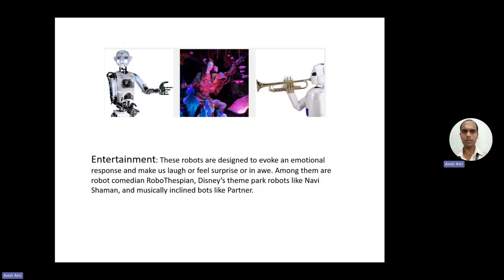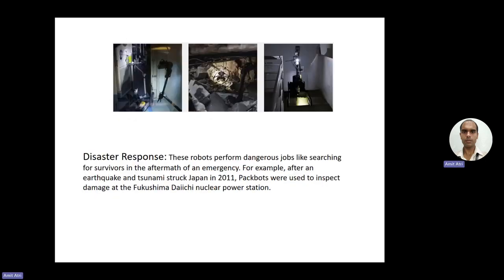Next category is the entertainment robot. These robots are designed to evoke an emotional response and make us laugh or feel surprise or awe. Among them are the robot comedian, robot thespian, Disney's theme park robots like the Na'vi Shaman, and musically inclined bots like the Partner.